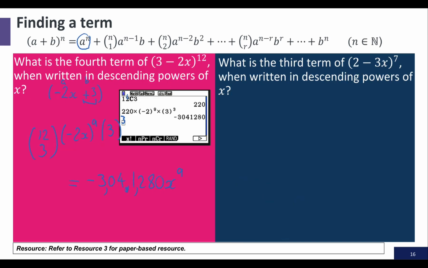Okay, so here's yours to have a go at. Pause the video and have a go now. Okay, here you go. And there we go. So I've done a bit more work there than you possibly need to. So first thing I do is swap the two terms around because I want descending powers of x. And therefore the third term, 1, 2, 3, 7 choose 2, multiplied by minus 3 to the power of 5, multiplied by 2 squared, is minus 20,412.